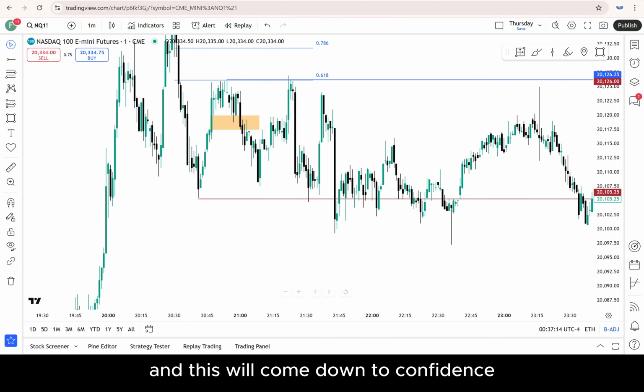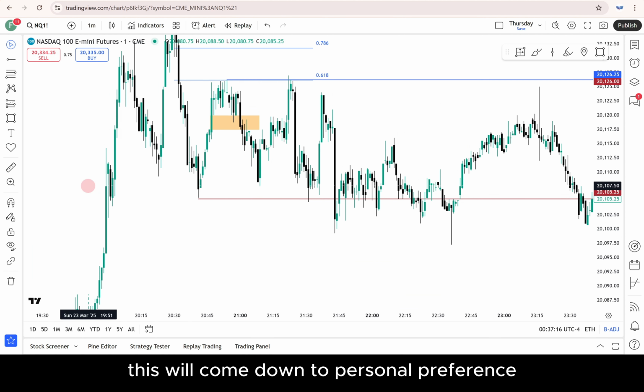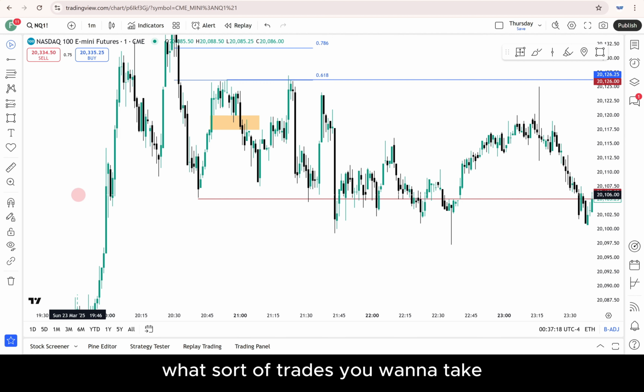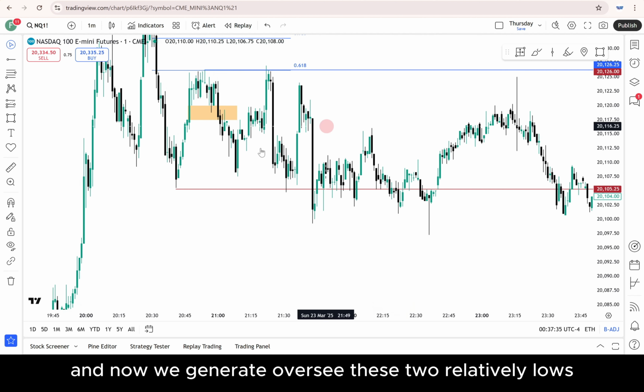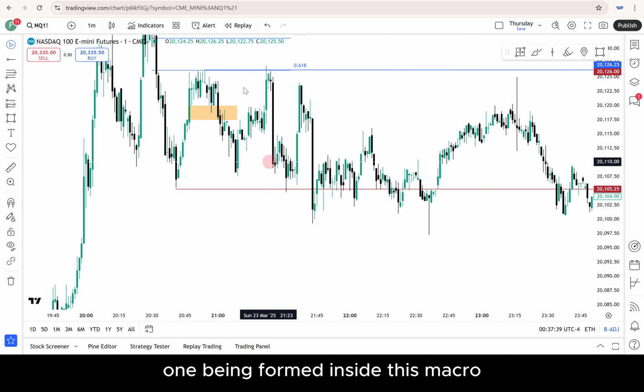And this will come down to confidence. This will come down to personal preference. What sort of trades do you want to take? Do you want to trade just in macros? Do you want to trade slightly outside? I'll trade both, 85% being inside the macro, plus or minus 5 minutes. But in this situation, I'm using the macro, I'm using that swing high that was generated during the macro as an important point. And now we've generated, obviously, these two relative equal lows, one being formed inside this macro.